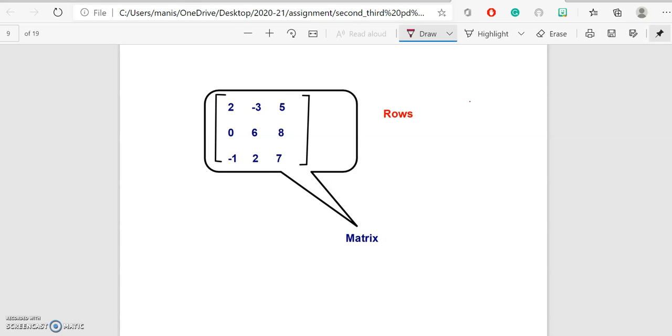So as you can see these numbers over here, 2, -3, 5, 0, 6, 8, -1, 2, 7. These are called what? These are called elements. All of these numbers which are inside this are called what? Elements. These are called elements.